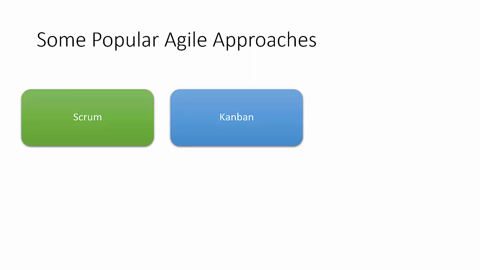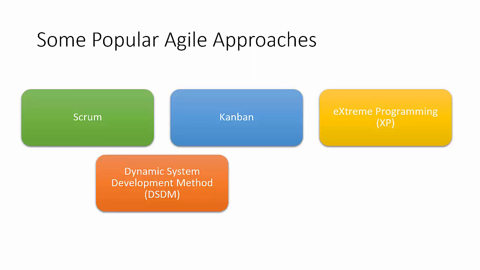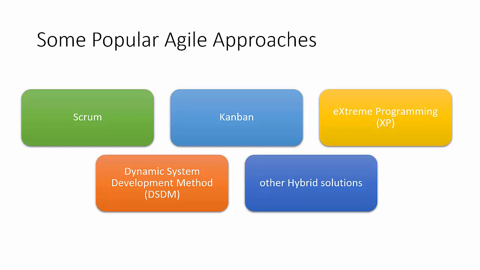Then there are some approaches which are more typical of IT, while Scrum and Kanban can really be used in many different areas. Extreme programming, for example, or the dynamic systems development method, DSDM. These are typical of IT. And of course, we have possible hybrid solutions. There are hybrids of different agile approaches, but what we mean by hybrid solutions here is really hybrids between agile and predictive approaches, and we'll be seeing some of them later.